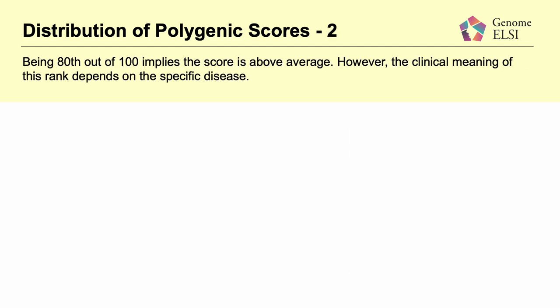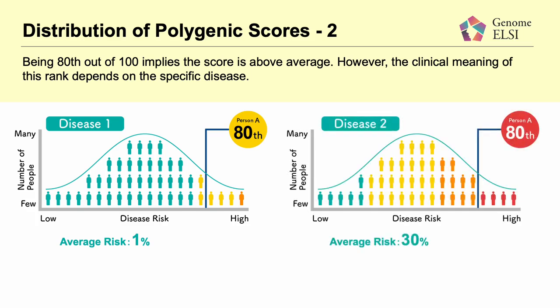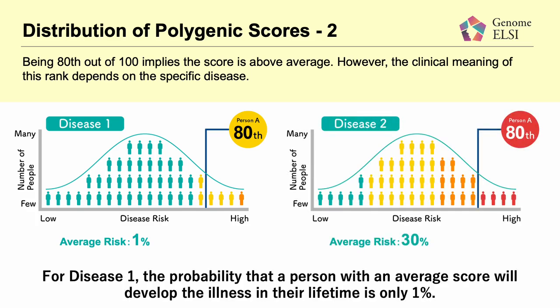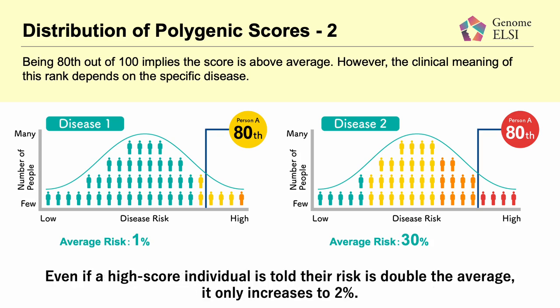Being 80th out of 100 implies the score is above average. However, the clinical meaning of this rank depends on the specific disease. For disease 1, the probability that a person with an average score will develop the illness in their lifetime is only 1%. Even if a high-score individual is told their risk is double the average, it only increases to 2%.